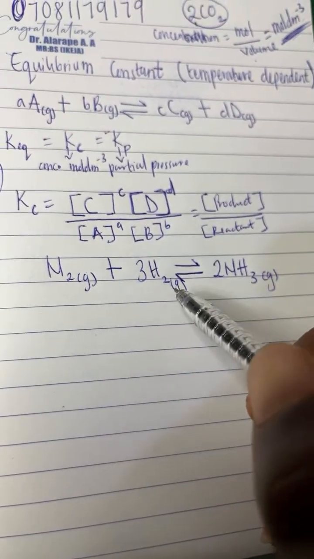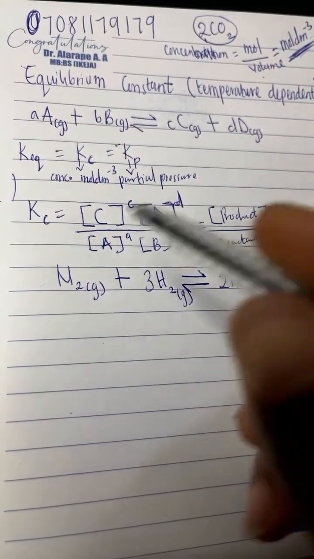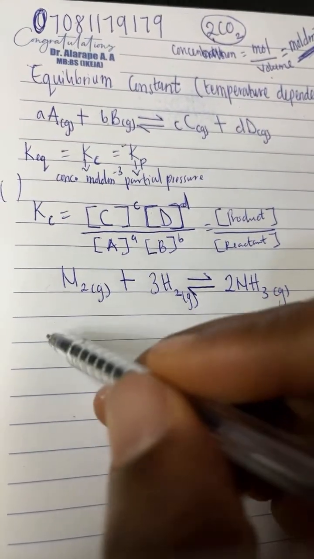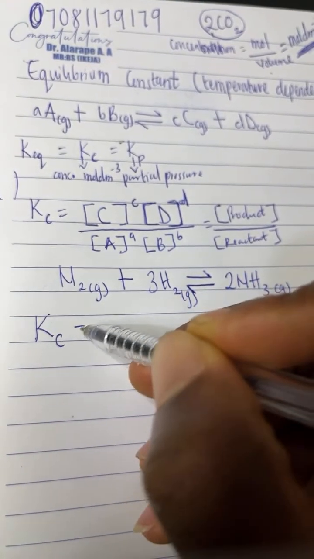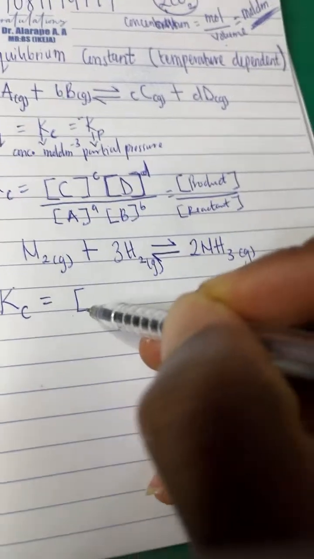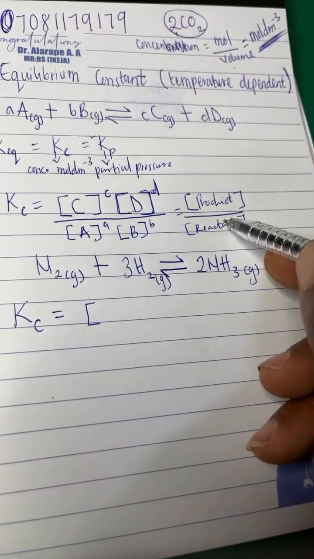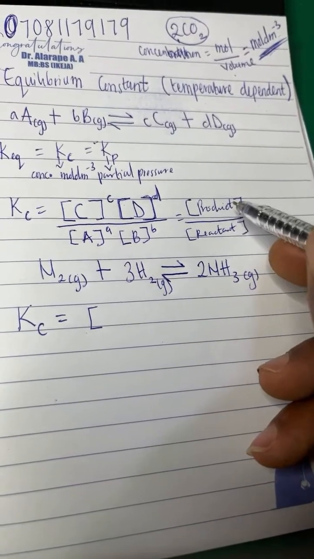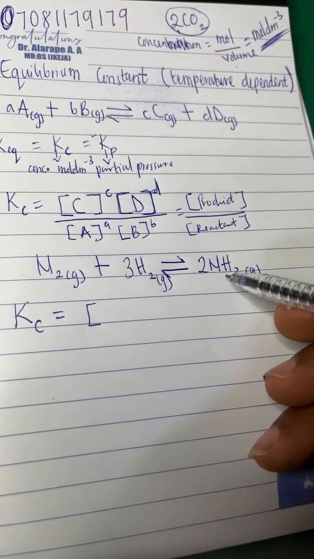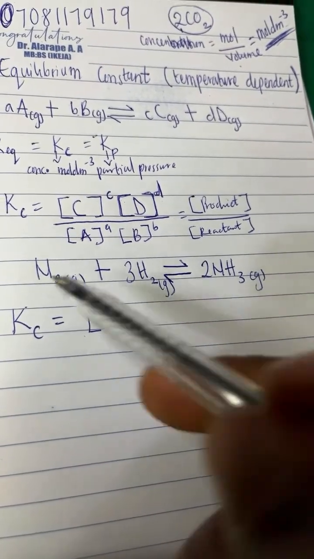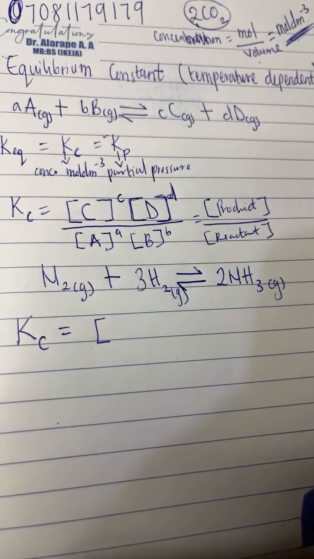So now, if you want to get the equilibrium constant of this reaction, it's very simple. Our Kc is going to be the concentration of products over the concentration of reactants. What is our product in this reaction?